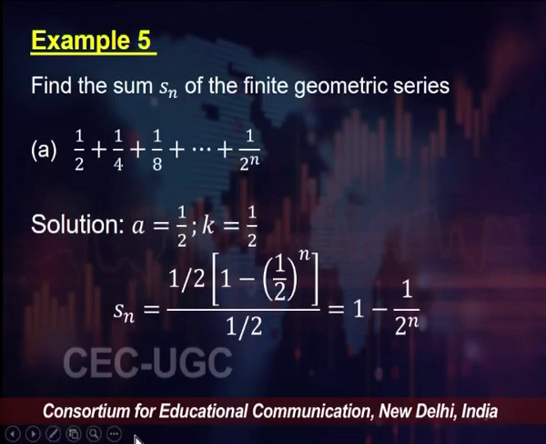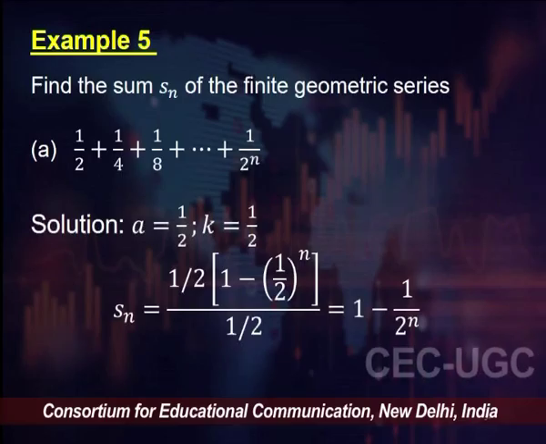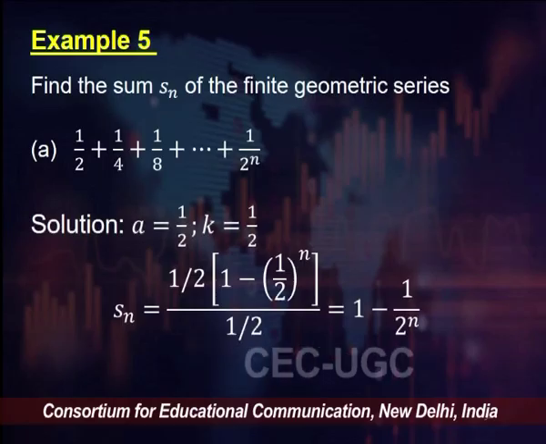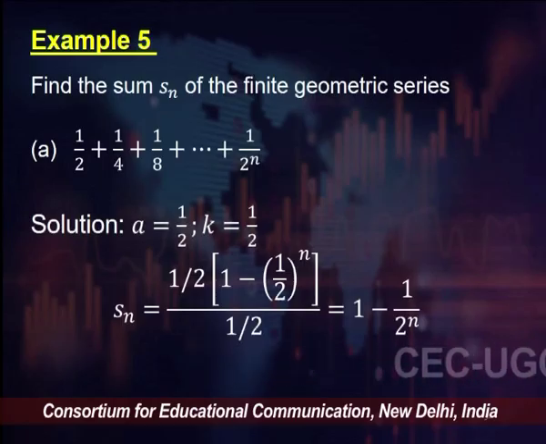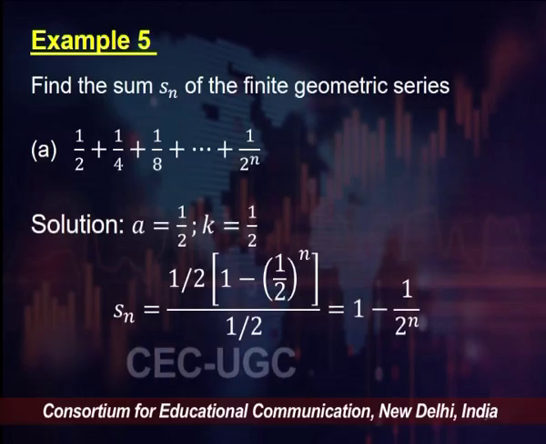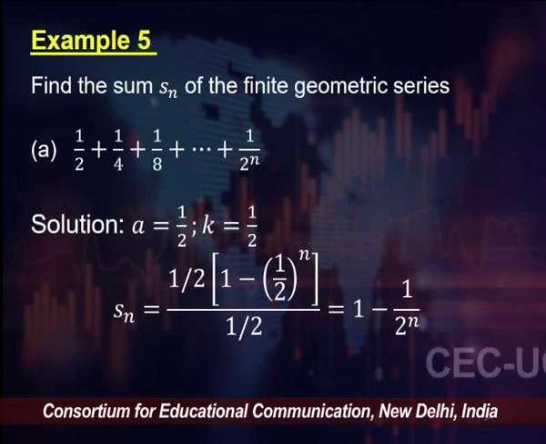Now, what I would suggest is, because in the summation formula, what are the variables that we have to calculate, what are the ingredients that we need? One is a, because our formula is a times 1 minus k to the power n divided by 1 minus k. So, whenever you are writing a finite geometric series and you want to find out the sum, identify your a, the first term, identify the common ratio, and you will be able to get at your result.